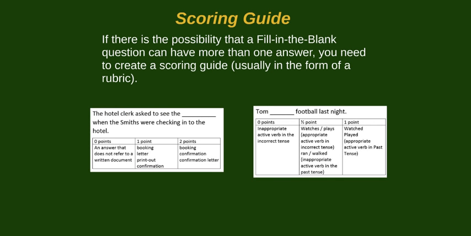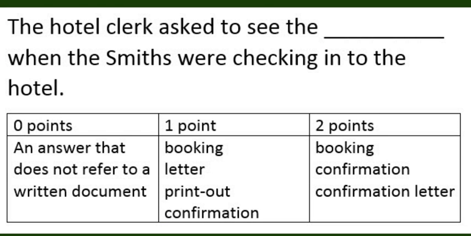If there's the possibility that it has more than one answer, you need to know what all those answers can be. Here's a scoring guide for the first question. I'm looking for the booking confirmation or the confirmation letter. So let's say I would give them full credit, 2 points for that. But if they just put in the booking, actually that would be acceptable in English. The letter, okay.